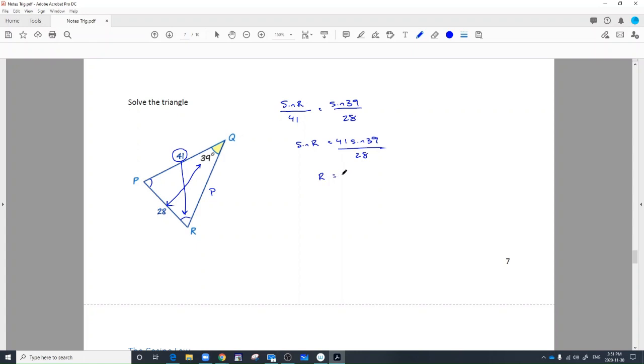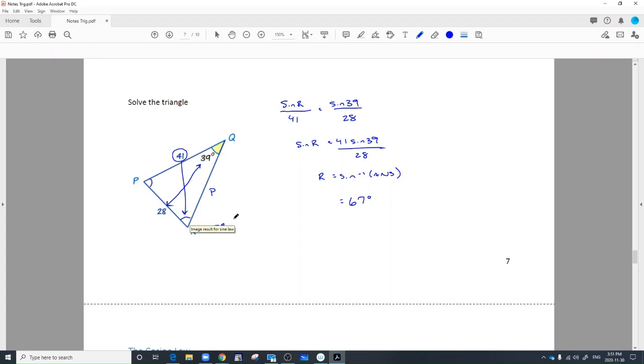And then to find R, I'm going to take the inverse sine of whatever I got there as an answer. Alternatively, you could do inverse sine bracket 41 times sine 39 divided by 28, whatever works for you. But I'm going to type in 41 times the sine of 39 divided by 28 equals, then I'm going to go inverse sine of the answer. And I get, to the nearest degree, because it said nearest degree before, 67 degrees. So that now tells me that angle R is 67 degrees.